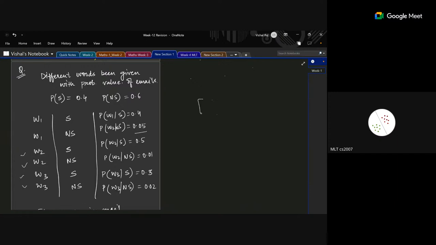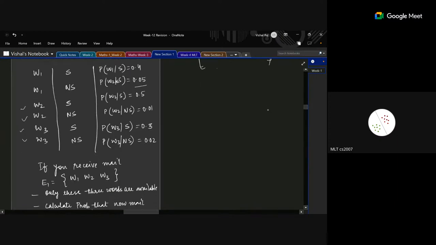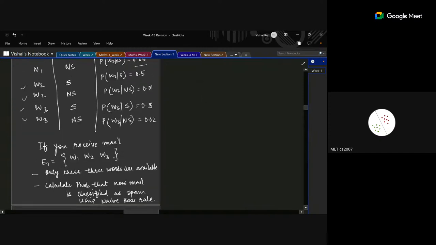So there are only three words. If you have been given a data set with three words, that means you have just those three words in the email. You should not be thinking about the other words. Whatever stats and information are given, think that there are only that many words, and you should not worry about the other words. It should also be written here that you are receiving an email where W1, W2, W3, all three words are present, and only these three words are available. So this is the assumption that you are making.